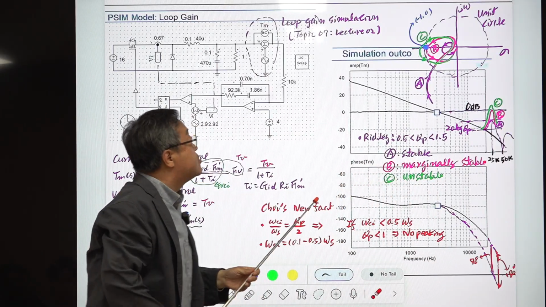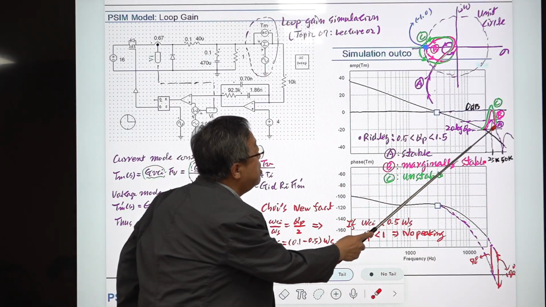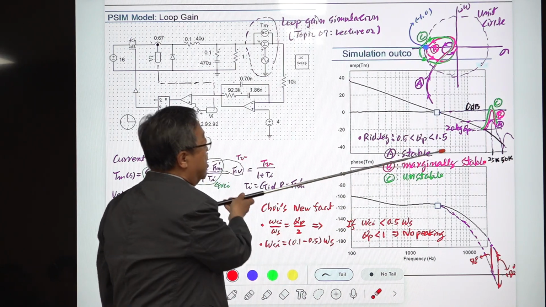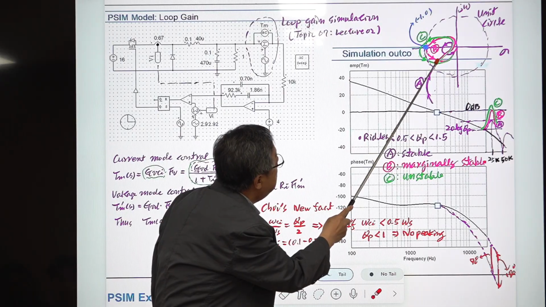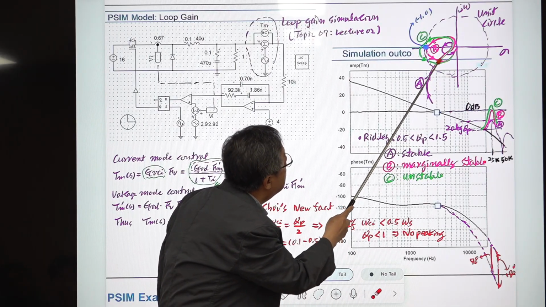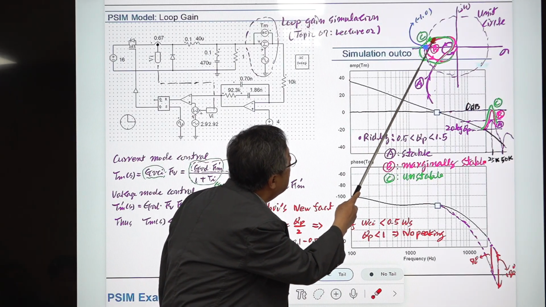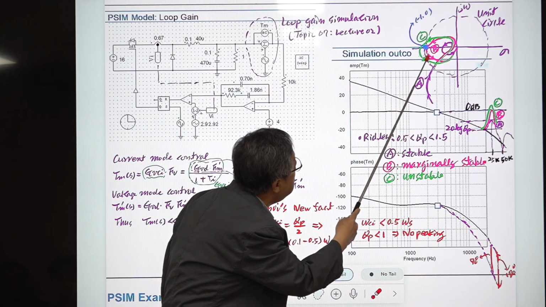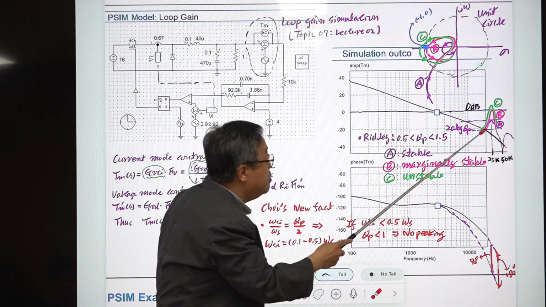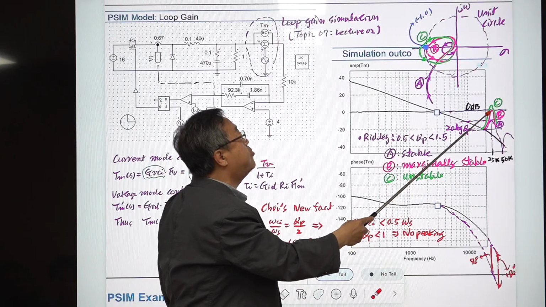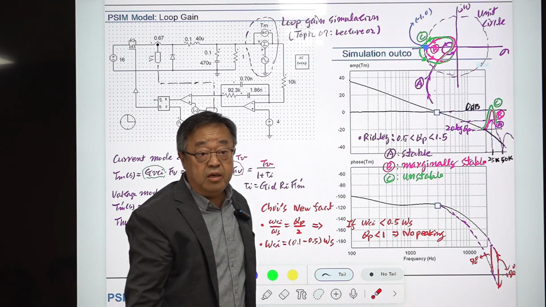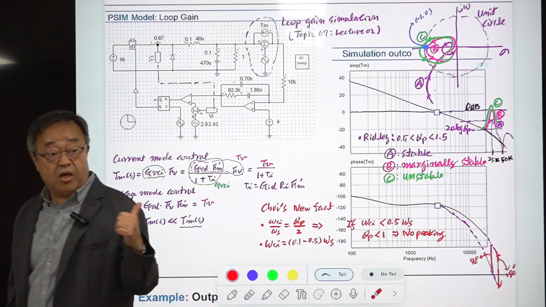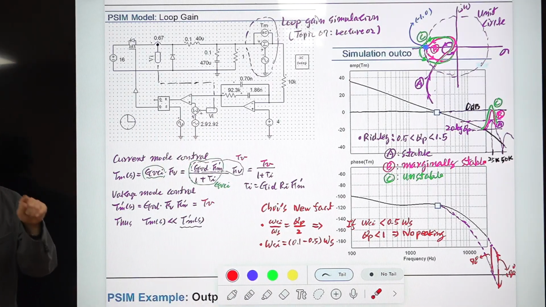All right. So this one has a peaking, but is still stable. A is the stable case. B is this pink one. It goes here and goes around here, and just touches this critical point and goes back to the origin. That means it is increasing just up to this 0 dB point and comes down. What is this? It is marginally stable, so it will generate sustained oscillation.